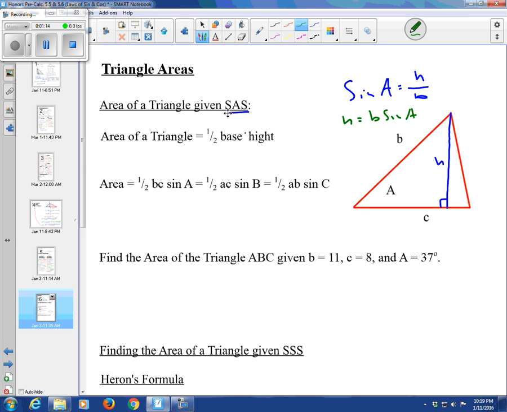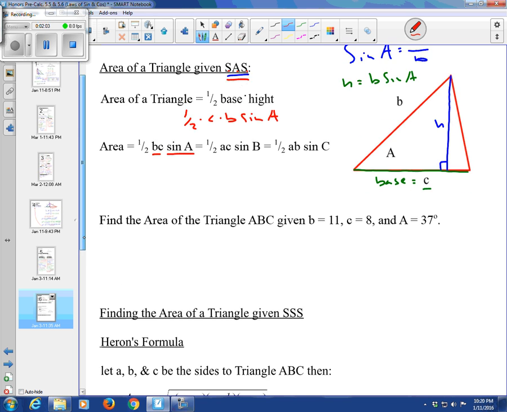Now, we can see that the other side is going to have to be the base of the triangle, so we've defined the height as B sine of A and the base as C. So we can define the area of the triangle as 1/2 the base of C times the height of B times sine of A. And in general, we would say the area we can determine with side, angle, side is 1/2 times the two sides times sine of the angle. And that's when we have side, angle, side.